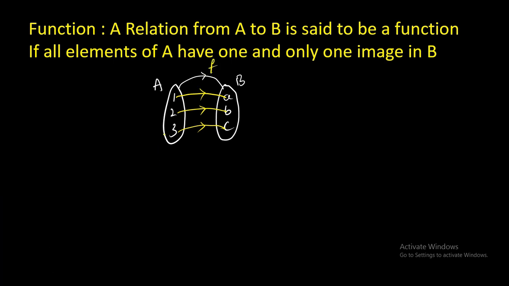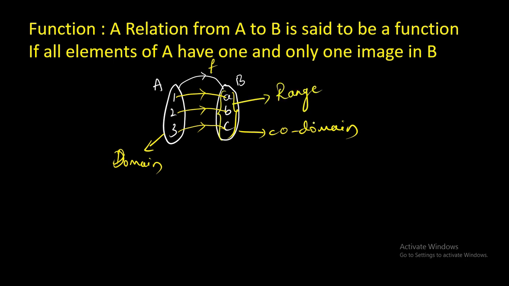Then, the complete set A is called as domain, and the complete set B is called as codomain of the function. You have studied domain, codomain, range in the relation. Here also you will study domain, codomain, range in the function. And the collection of the images is called as range.